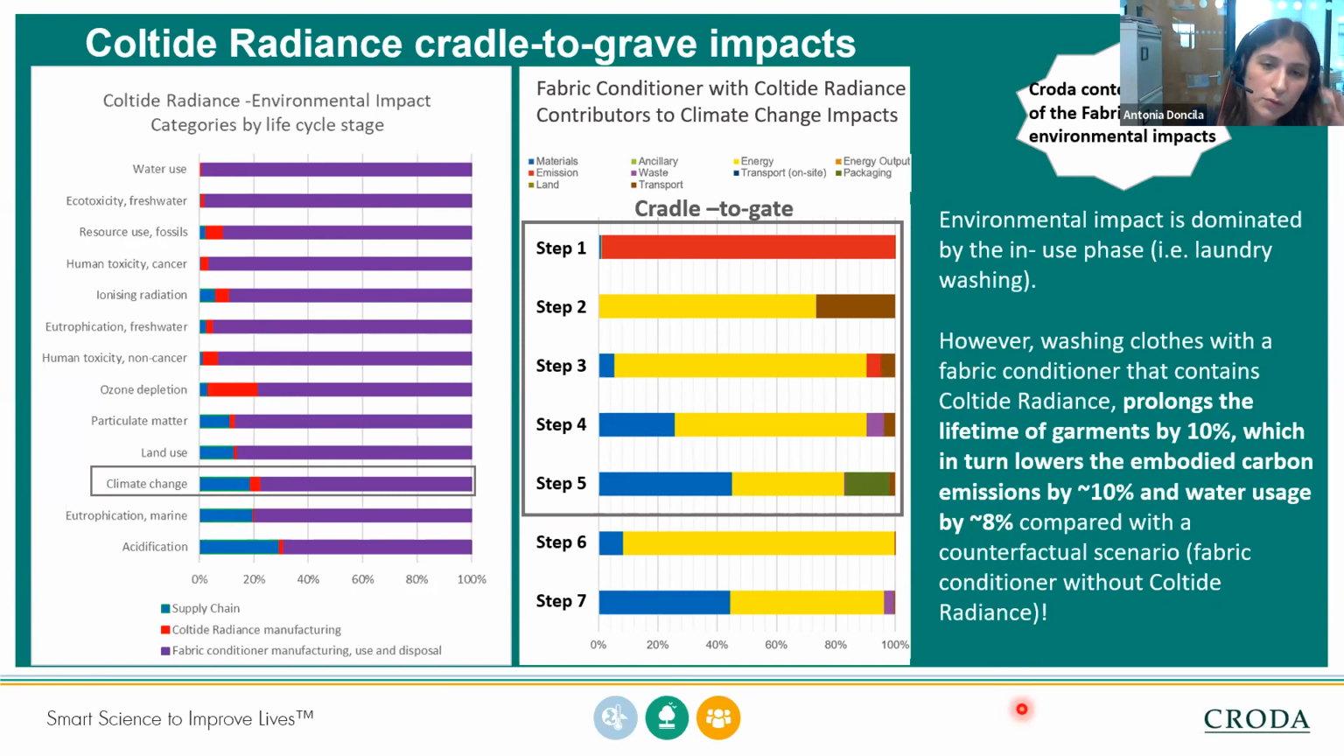And as I said, our tool also enables us to compare our product with counterfactual scenarios, alternate scenarios. So when washing clothes with a fabric conditioner that does not contain Cold Tide Radiance, this results in 10% more carbon emissions and 8% more water use, which is associated basically with throwing away more clothes because they're more damaged. So through this LCA, we were able to identify these net benefits that come associated with our product, and they overcome the environmental burden of producing Cold Tide Radiance.